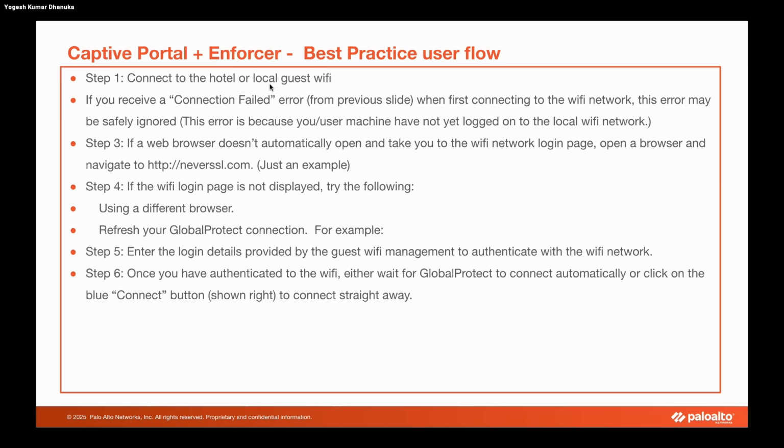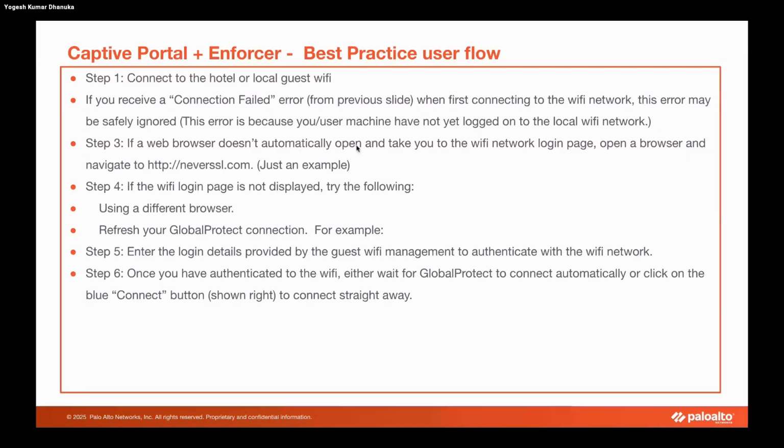So, for example, the first step is you connect to the hotel or airport Wi-Fi. After you are connected, the user still needs to do the captive portal authentication. But in the meanwhile, if the GP shows a connection failed error, that's because at that time you're connected to Wi-Fi, but you haven't authenticated, that means the machine does not have internet access, and GP is showing you the right message that the network access is not there, and it cannot connect. So the user just needs to ignore that for that time.